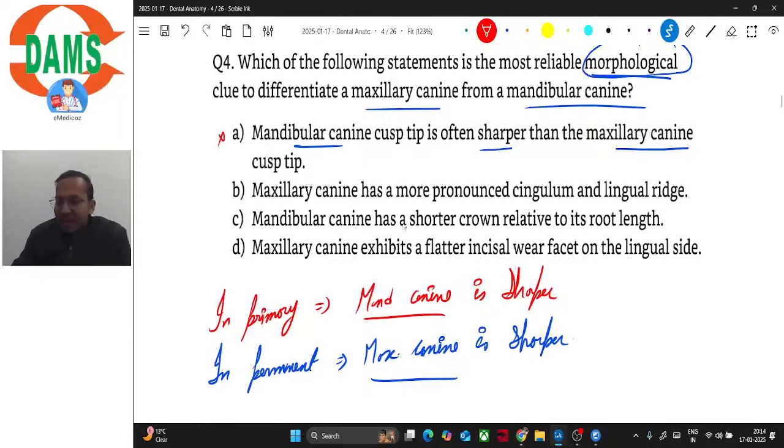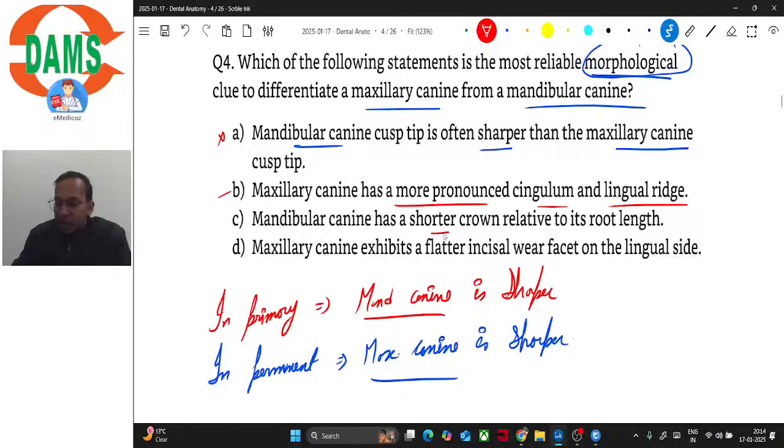What about option B? Maxillary canine has a more pronounced cingulum and a lingual ridge. So yes, maxillary canine has features which are more prominent as compared to the mandibular canine, or for that matter any other anterior teeth, isn't it? So this option looks correct, right? So let's go to the other options.